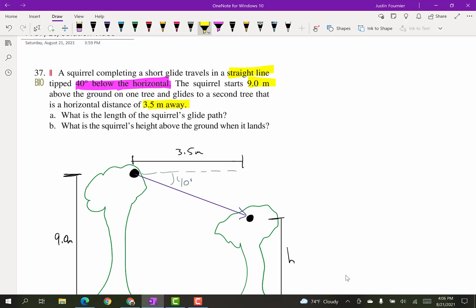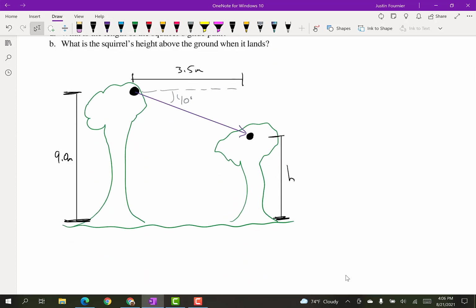One of the big things that's going to help here is to draw a picture of what you think is going on. So I drew a picture of my two trees. I know the squirrel started at a height of 9 meters, so this is where the squirrel starts. It's good to label what your initial moment is and what your final moment is. And I know the distance between the trees is 3.5 meters. Lastly, I labeled the height of this tree because I think that's going to show up again in part B.